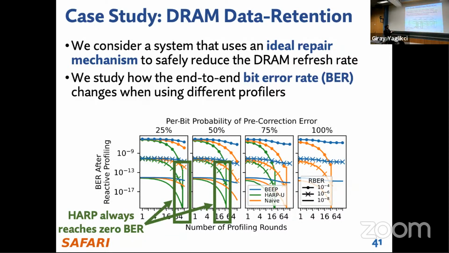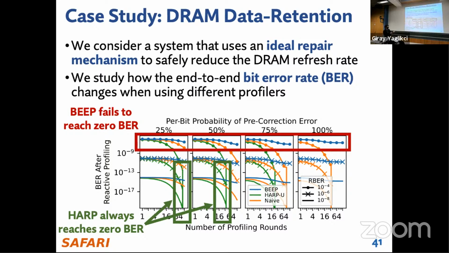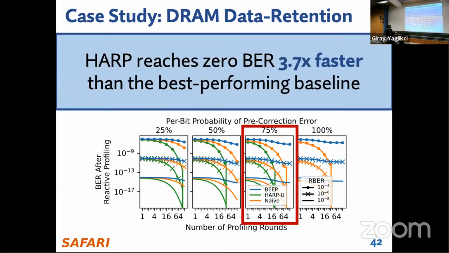But anyway, HARP very quickly reaches the 0 bit error rate value, whereas BEEP fails to achieve this at all because it never achieves full coverage of the direct errors. And so a single error correcting code is never sufficient to achieve 0 bit error rate. As an overall takeaway, HARP reaches 0 bit error rate 3.7x faster for this particular configuration as an example result.